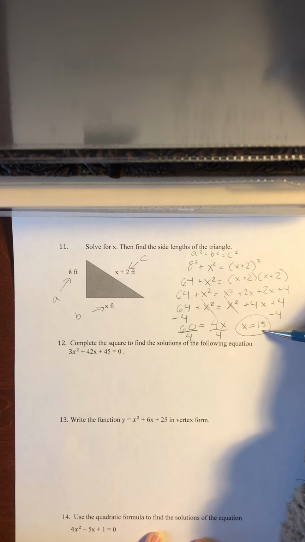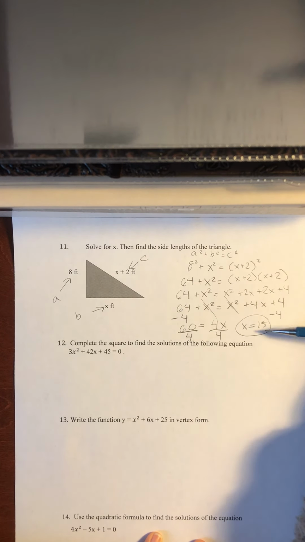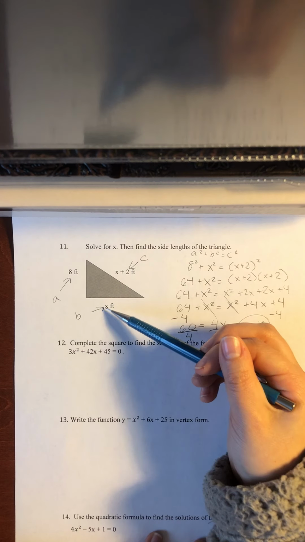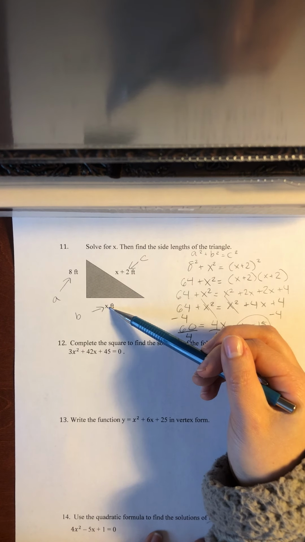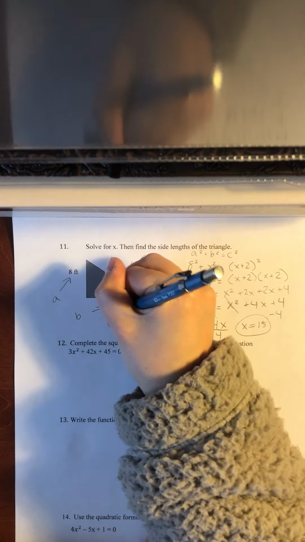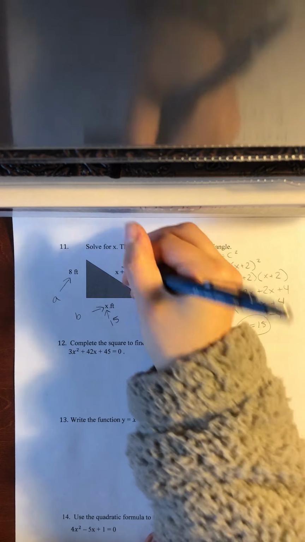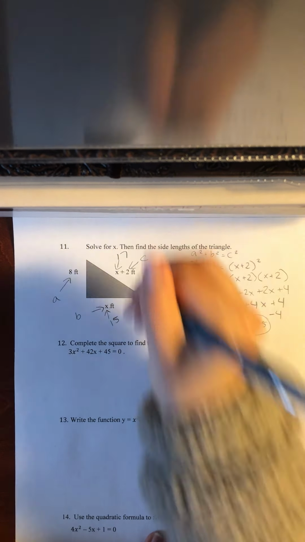Now you might think you're done, but you're not, because it said to solve for x, which we did, but then it says to find the side lengths of the triangle, so we need to plug in 15 back in to these two lengths here. We know that one side length is 8. If x is 15, this side is 15. And then this side would be 15 plus 2, which would be 17.